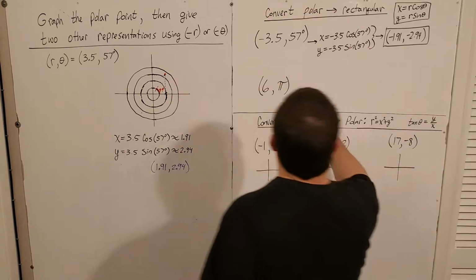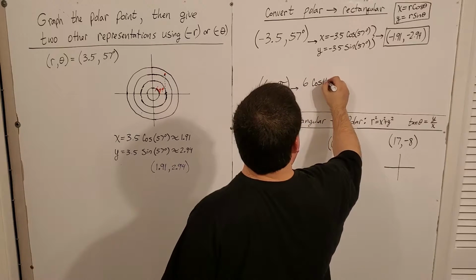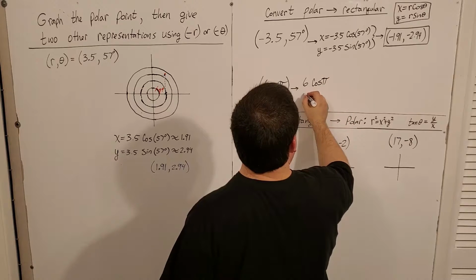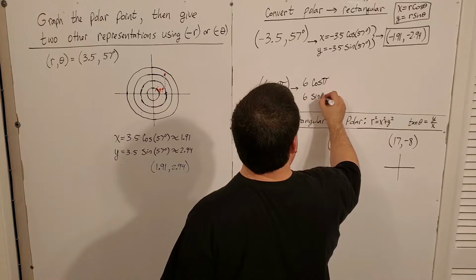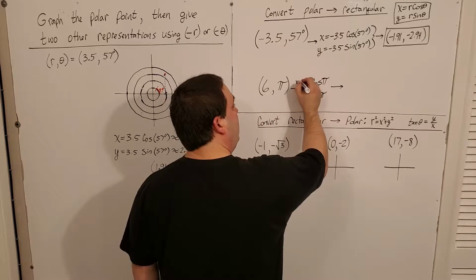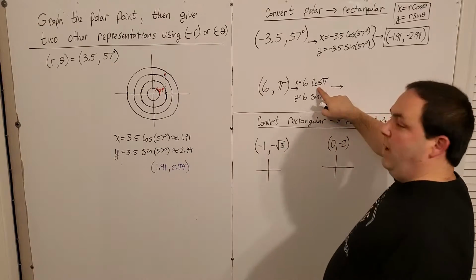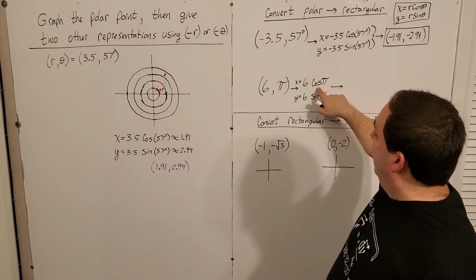Let's test that out. When I convert this one, right, I should have 6 cosine of pi and 6 sine of pi for my 2 different coordinates, right? This one should be x, this one should be y. And what's cosine of pi? You're supposed to memorize that one, right? You need to know that one.